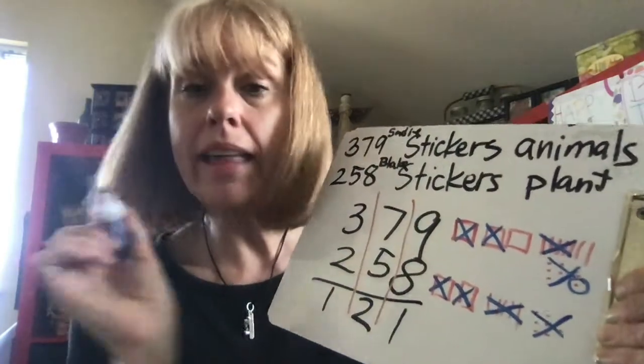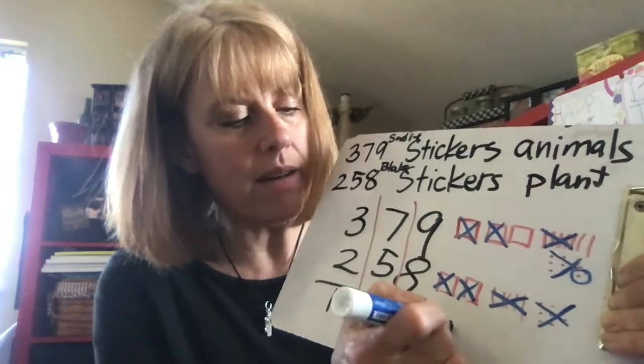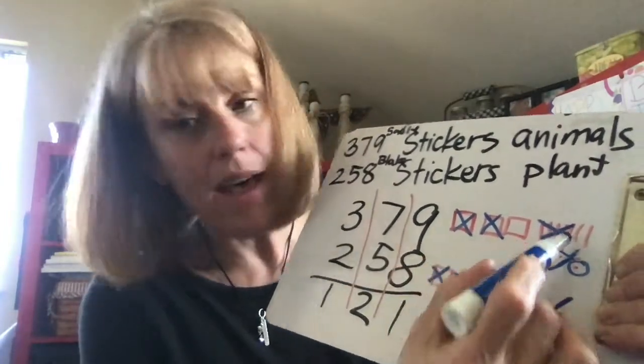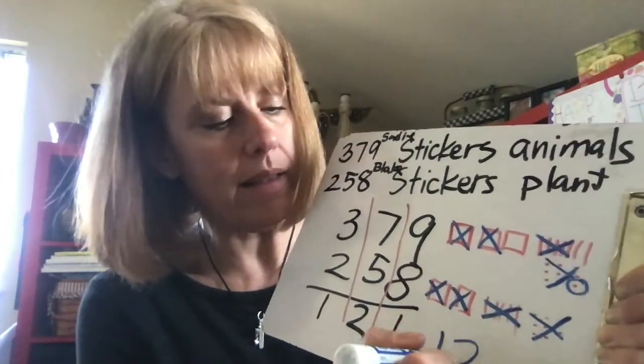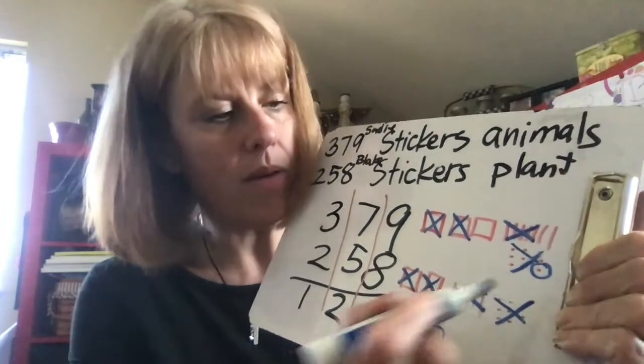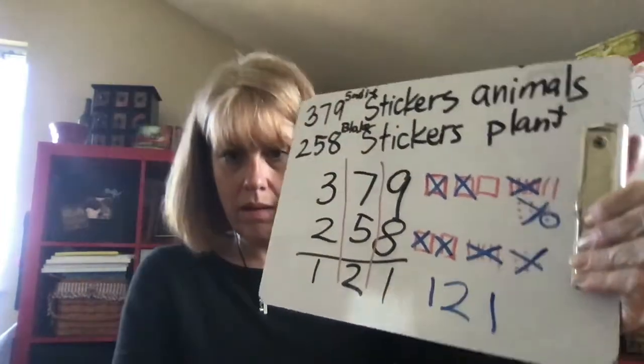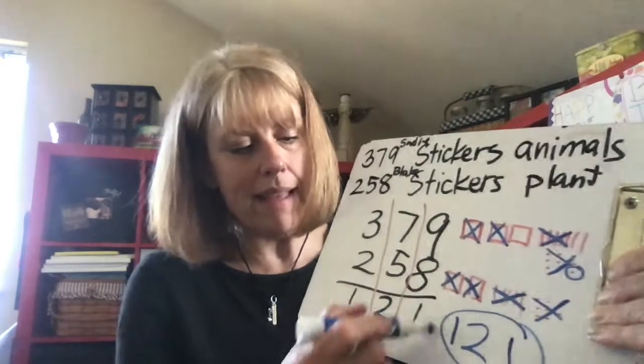Now watch. All I have to do is count everything that's left. There's 100. I have 1, 2 tens. And I have 1, 1. Woo, thank goodness we got the same answer twice. Okay, so you can do it either way. They're both going to work. You're both going to get to that answer.